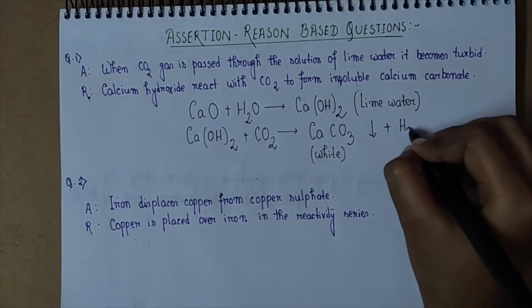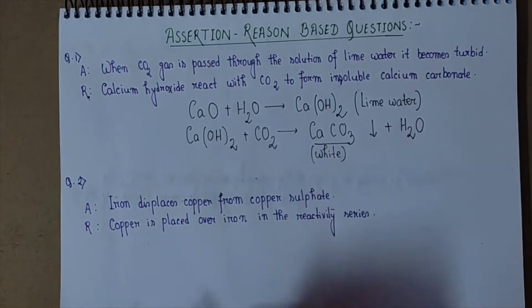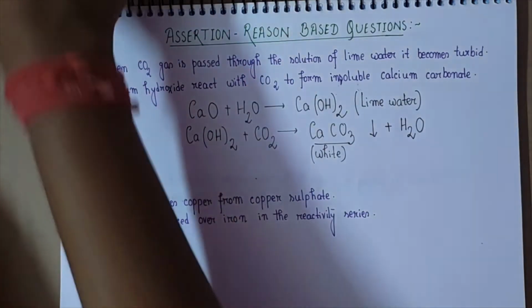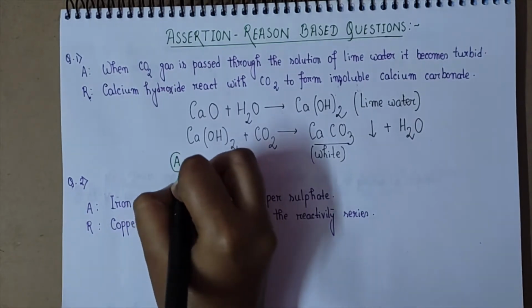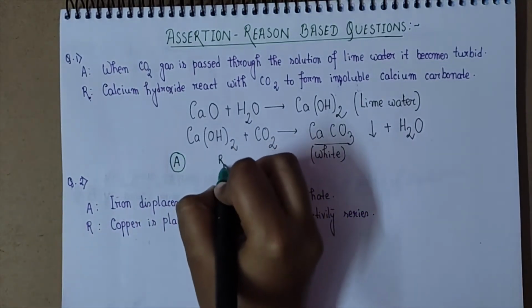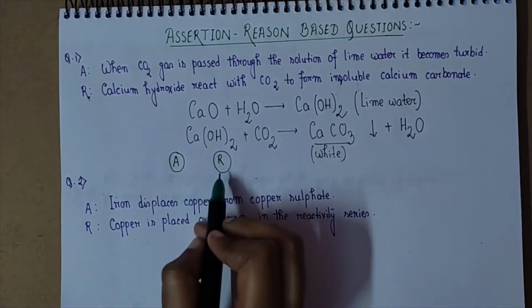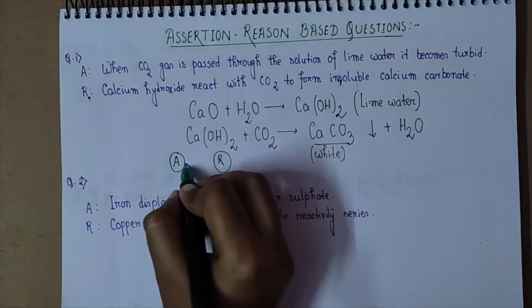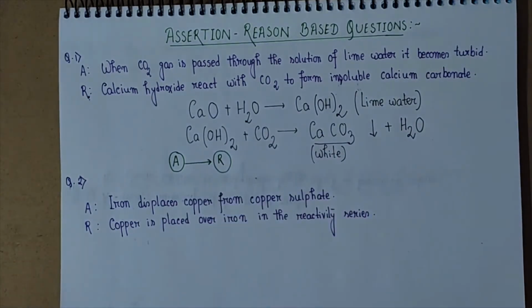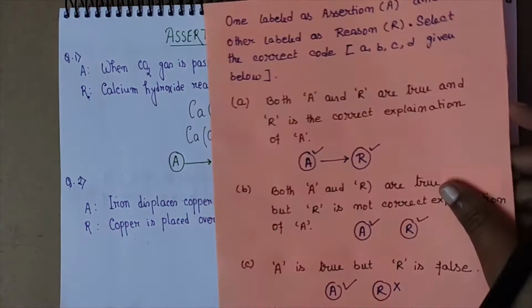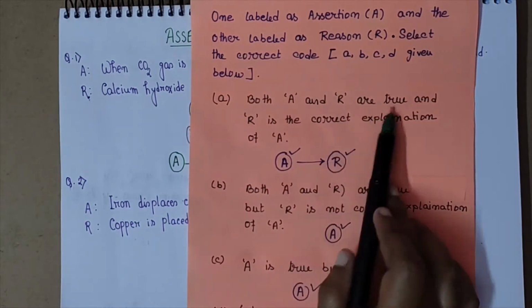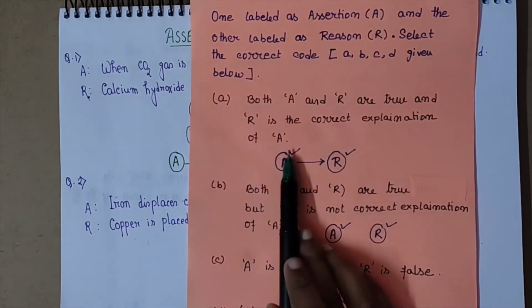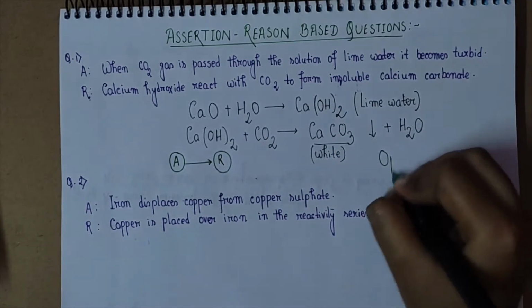So this will be precipitated, and because this calcium carbonate is insoluble in water, that is why the turbidity will appear. So here the assertion is correct. The assertion is true and the reason is also true, and the reason is the correct explanation of the assertion. So what will you choose? Obviously you will choose option A, because option A says that both A and R are true and R is the correct explanation of A. So we will choose option A.